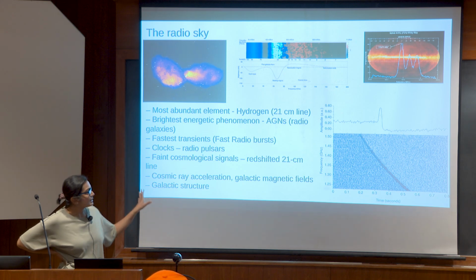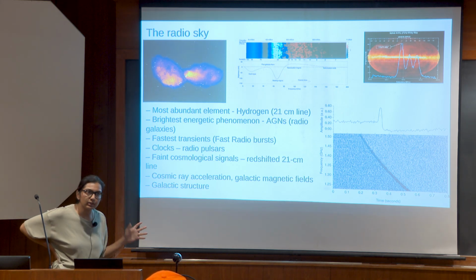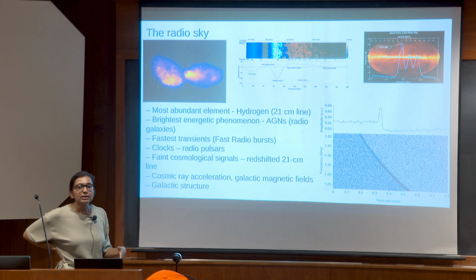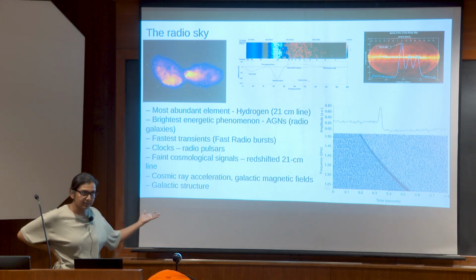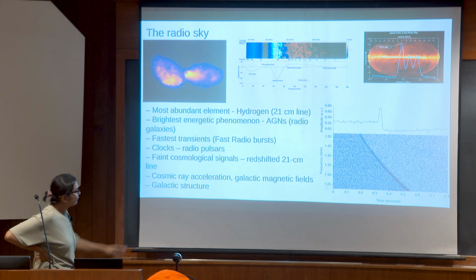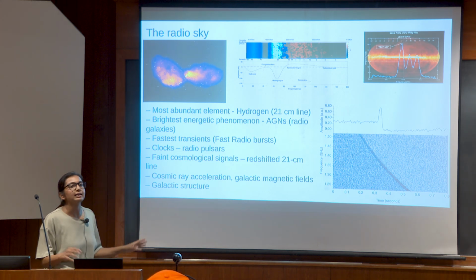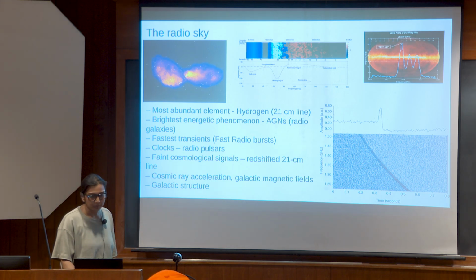And again, our galaxy at low frequencies, about 100 megahertz or so, is very, very bright because of the synchrotron radiation. So we can study structures and magnetic field lines in our galaxy at radio frequencies, and use that to understand galactic structure. So this is just a flavor of things we study in radio astronomy.